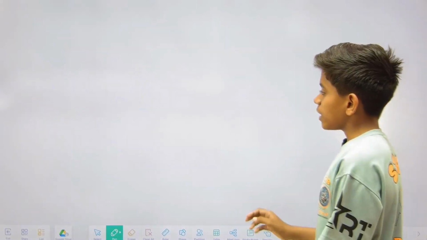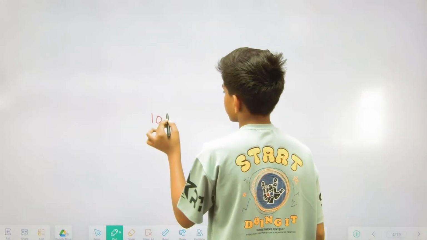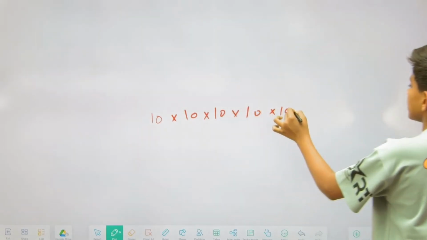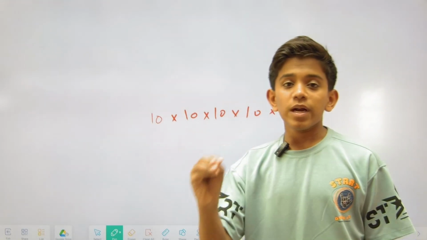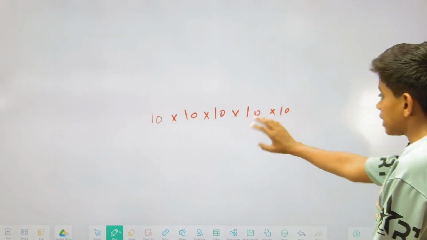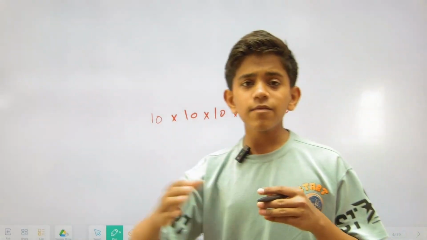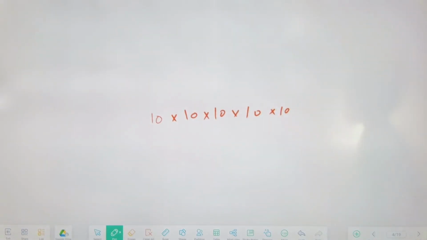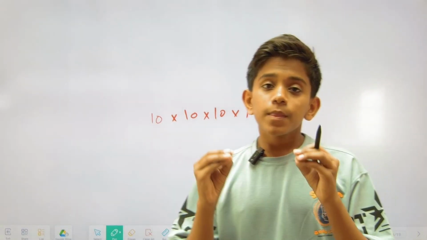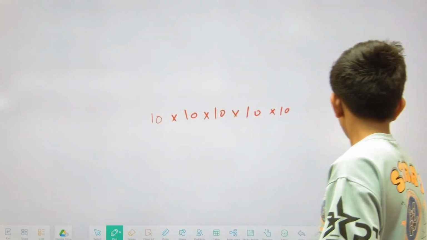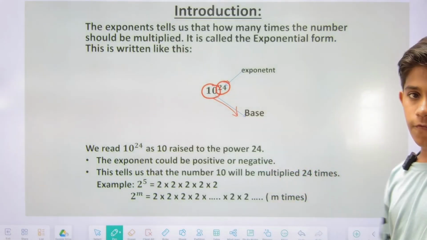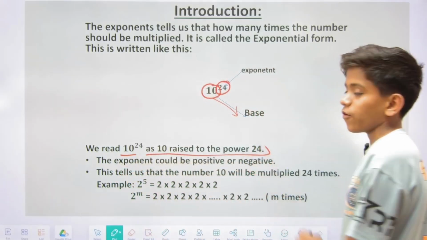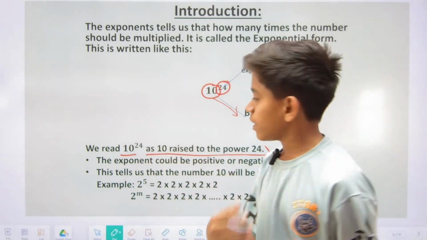Here 10 to the power 24 means 10 into 10 into 10 into 10 into 10, like this it should come 24 times. It is a very lengthy process, writing 10 times 10 times 10 and so on. So how much space would it take? To make it easier and simpler, we write it in exponential form. We read it as 10 raised to 24 or 10 to the power 24.